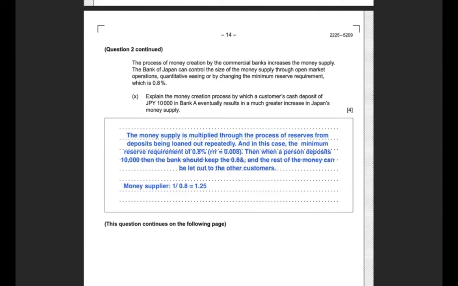Then when a person deposits 10,000, the bank should keep 0.8% of it, and the rest of the money can be lent out to other customers. So first, to calculate the maximum money supply with the deposit, you first need to calculate the money multiplier. In this case, 1 divided by the required reserve ratio, 0.8, then you can get the money multiplier, which is 1.25. And then you multiply the deposit 10,000 with the money multiplier, then you can get the maximum money supply increase, which is this much.